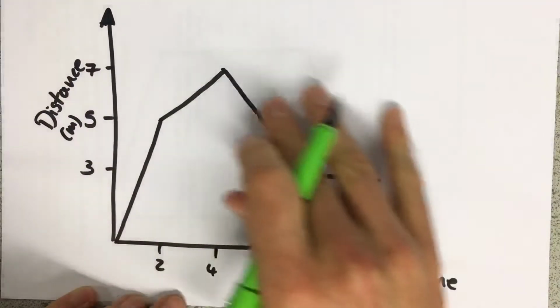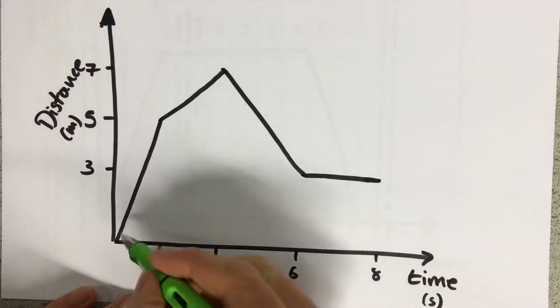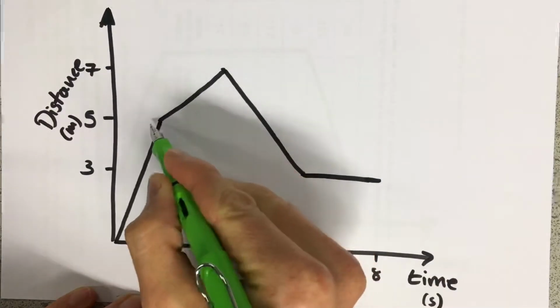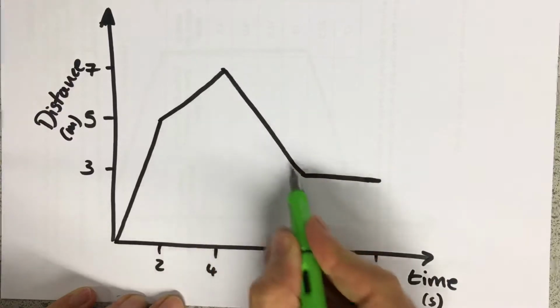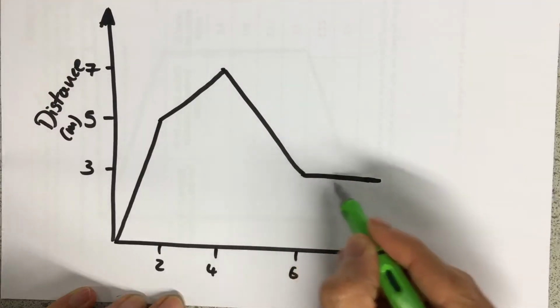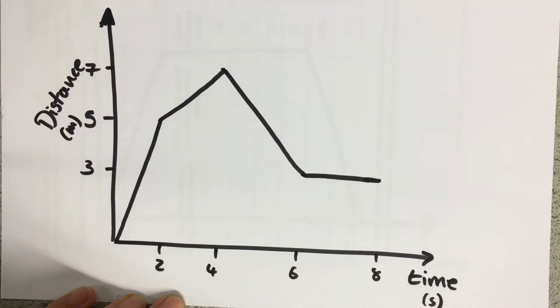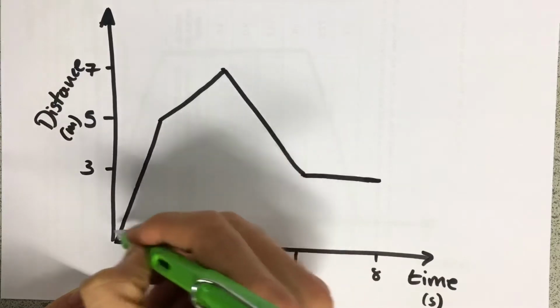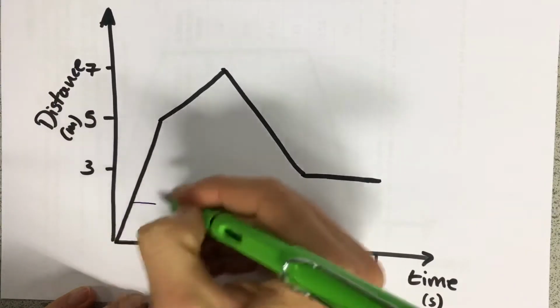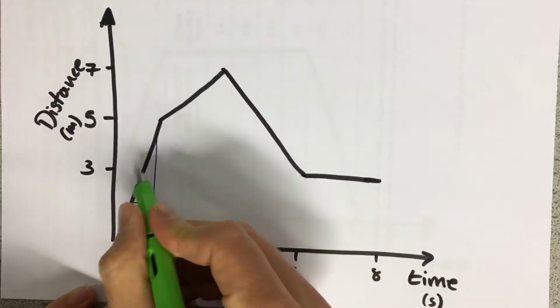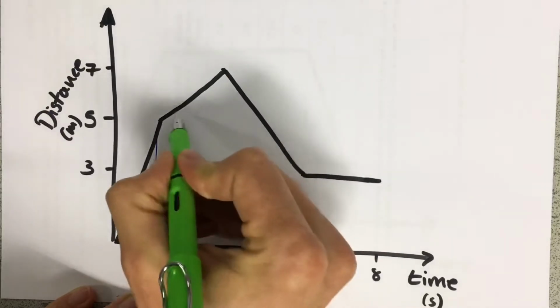So if we were to describe the motion of this object, we'd say that it's moved away from its origin, and then it's gone a bit further, and then it's come back towards where it started, and then it stayed stationary, or it stayed still in this end section here. Now the important thing about a distance time graph is the gradient of the line. So if we consider how steep the line is here, if you notice it's much steeper than this section here.